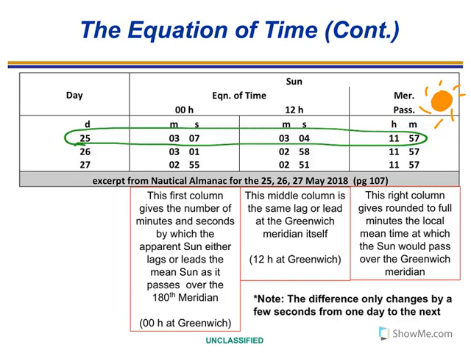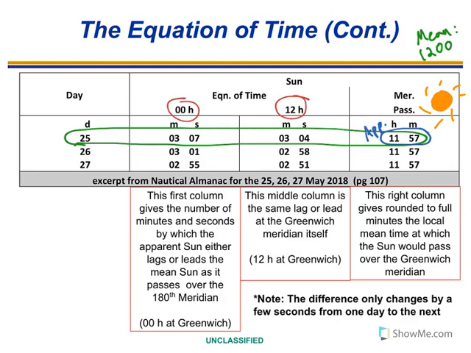In this case, the apparent sun is ahead of the mean sun because the apparent sun passed the Greenwich meridian at 11:57, and the mean sun, which always passes at 1200, is about 3 minutes behind it. So by comparing the two, we get the equation of time. In this case, it's about 3 minutes. And we get that all from the meridian passage column.